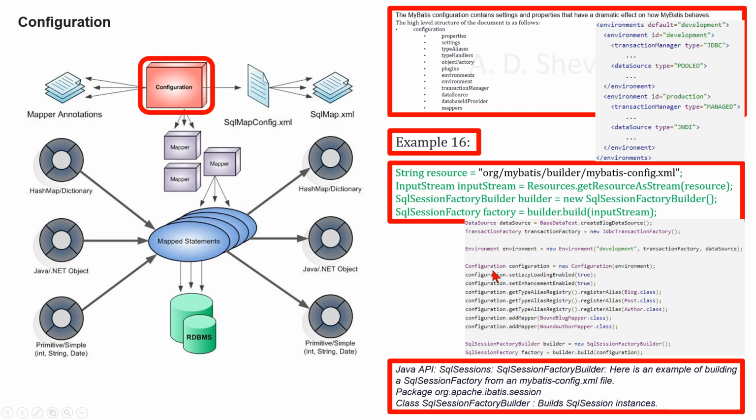Here's a simple example of how to manually create a configuration instance and pass it to a build method to create a SqlSessionFactory. Now you have a SqlSessionFactory that can be used to create SqlSession instances.